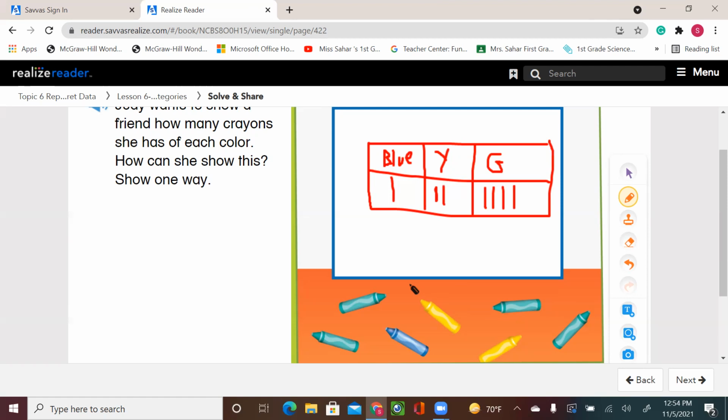All right, first graders. So that was our first lesson for the new topic 6, to get the information and using the data information, tally marks, and organize your information using these symbols.